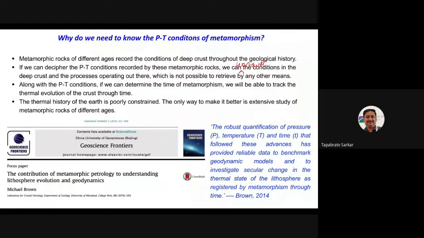But still lots to be done, a lot more to understand. The thermal history of the Earth is still poorly constrained, and the only way to make it better is extensive study of metamorphic rocks. Metamorphic rocks are the only possible means that we have to find out the conditions of the crust throughout geological time. There is no other means.